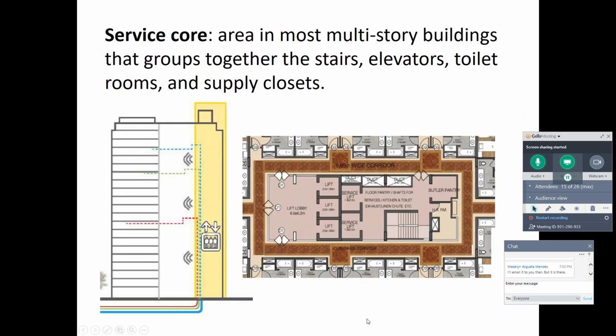All right, our service core. We talk a lot about this in other classes, so I'm not going to really harp on it that much. It's just an area in most multi-story buildings that groups together the stairs, elevators, toilet rooms, and supply closets. It's really interesting. We'll talk about it in history.